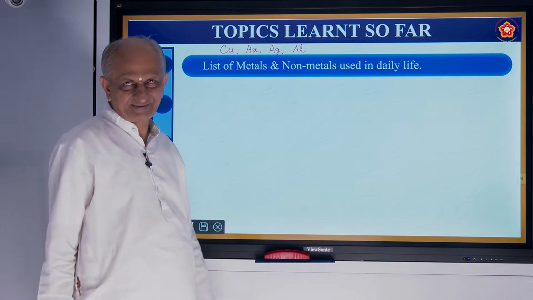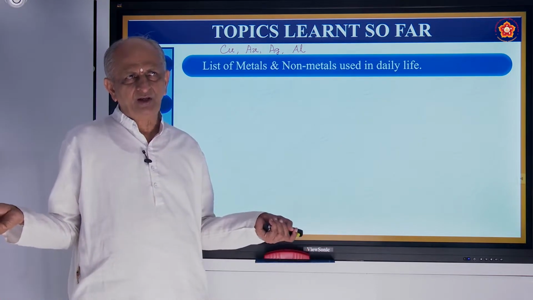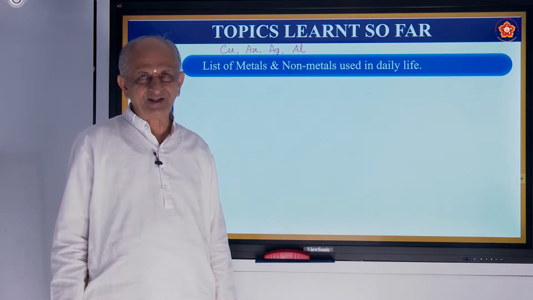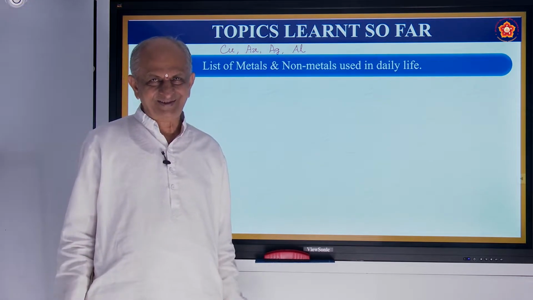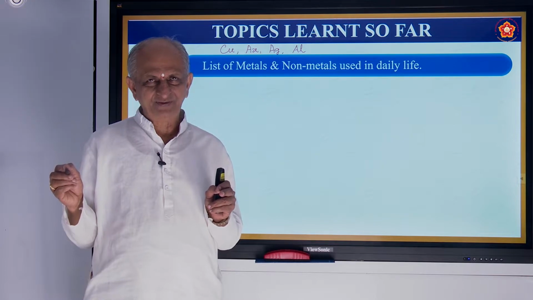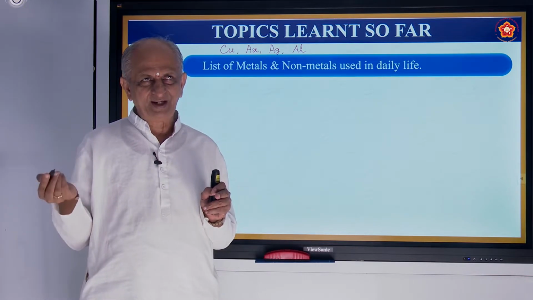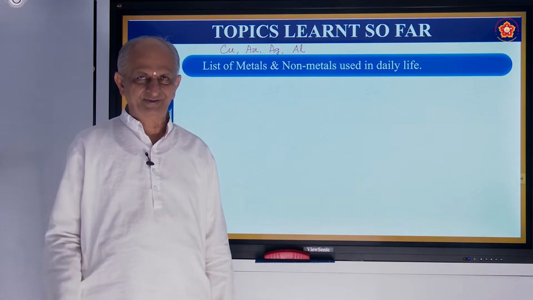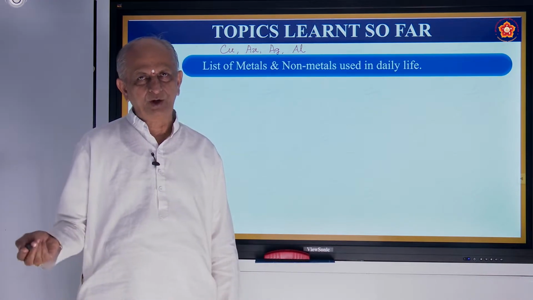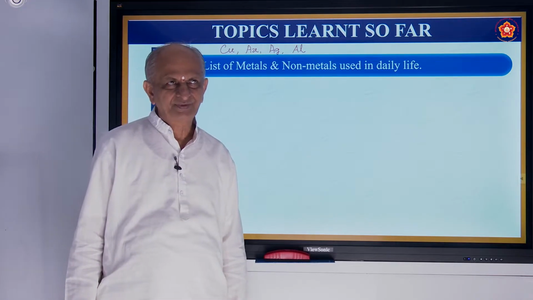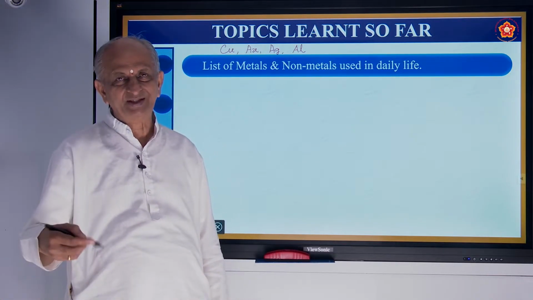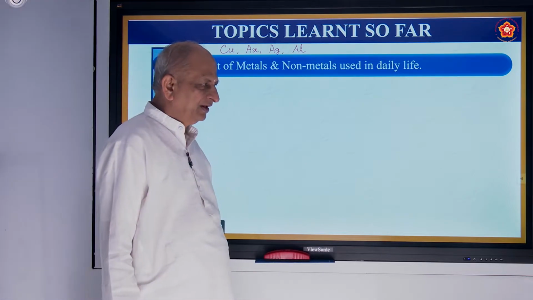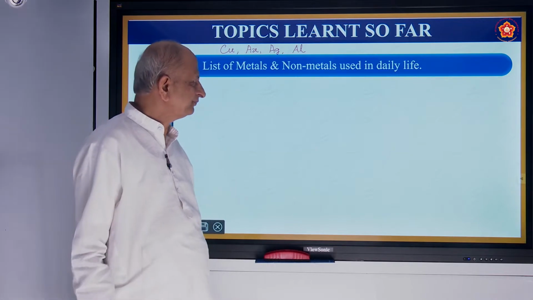These are called metals. And of course, you may come across a lot of alloys. What are alloys? Alloys are homogeneous mixtures of metals with a metal or metals with a non-metal. For example, brass is an alloy, bronze is an alloy, steel, the stainless steel what you see, they are all called alloys. And of course, they contain metals.